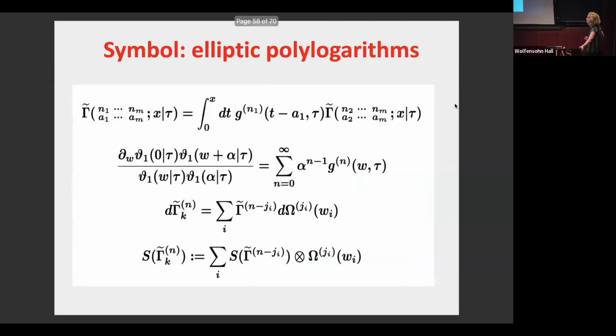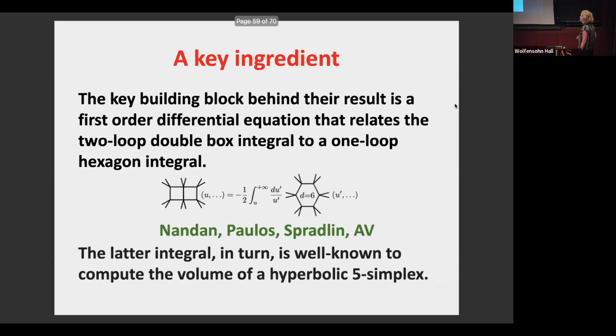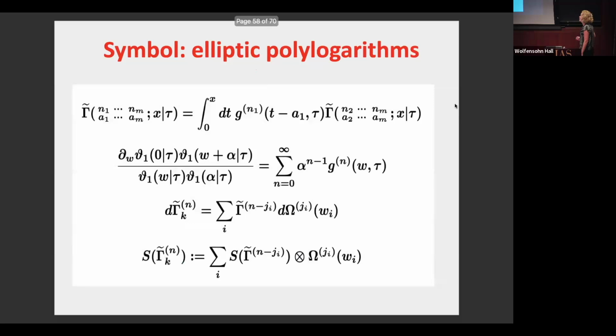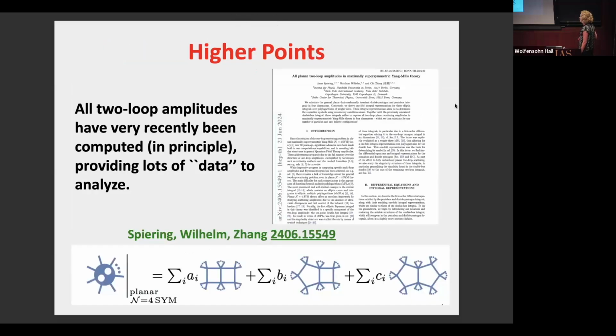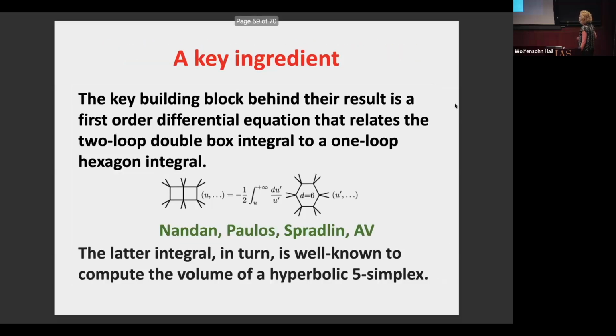These are elliptic polylogs, and a community of people have been developing the symbol for the elliptic polylogs. This is just to show you that it gets more complicated. And it seems like they've done it. The key building block in their analysis, in their evaluation of this, is the differential equation that we actually wrote about 10 years ago.